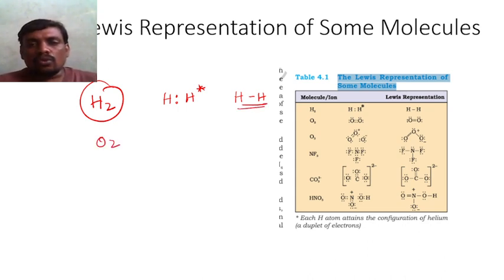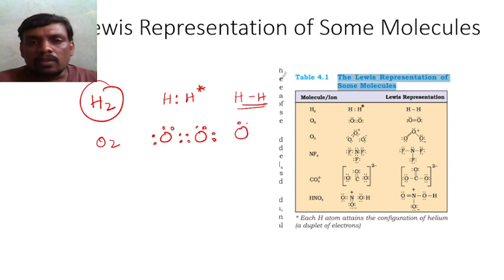Now in case of O2, how many electrons are there in and around it? If you carefully see the octet rule, how many electrons are there here? You can carefully see here. In the Lewis dot formation, it will be like this, and it is a double bond formation. Why? Because two pairs of valence electrons are going to be shared.